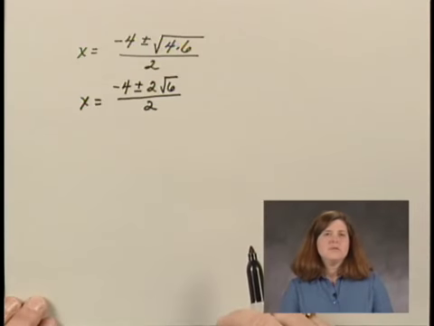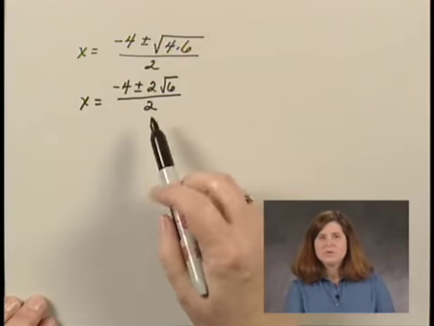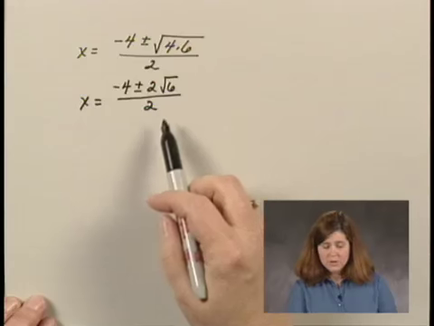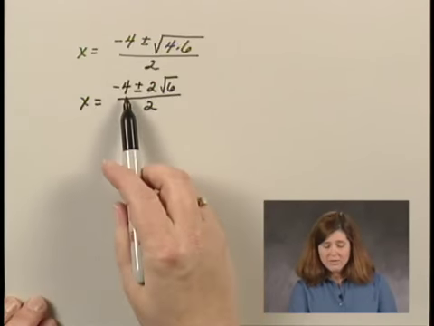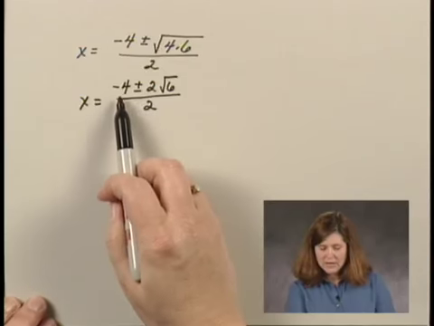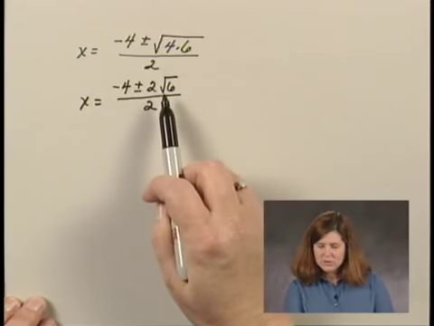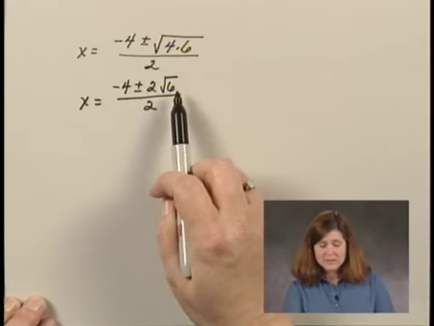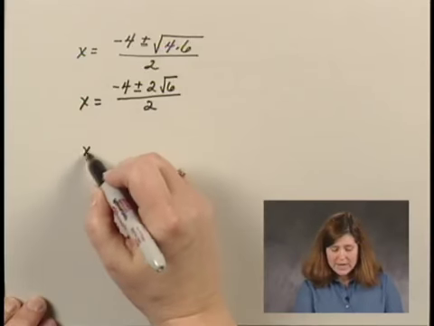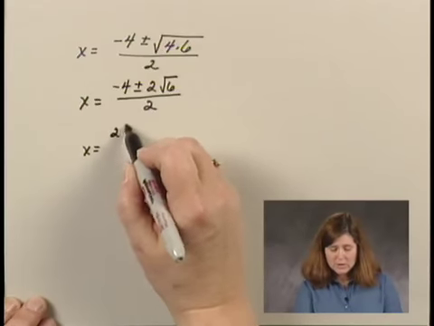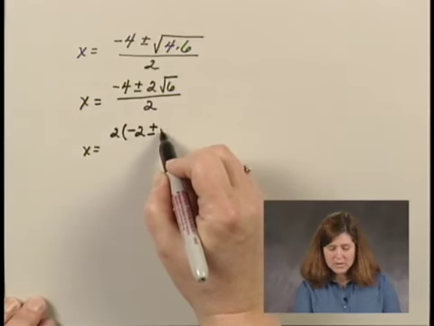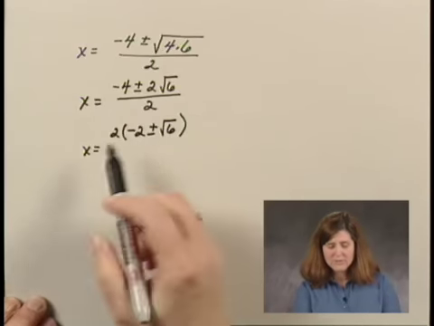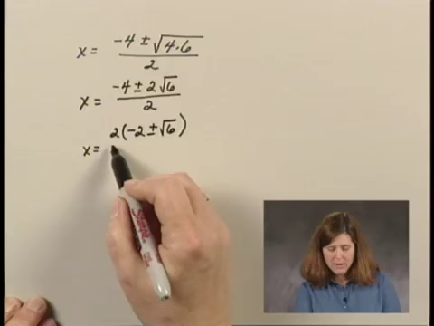Now this can be further simplified. In order to do this, we have to be able to factor the numerator. Don't try to cancel if you can't factor. I can factor a 2 out of the negative 4. I can factor a 2 out of 2 times the square root of 6. So I can write this as x equals 2 times negative 2 plus or minus the square root of 6. You can check that factoring is correct by multiplying.